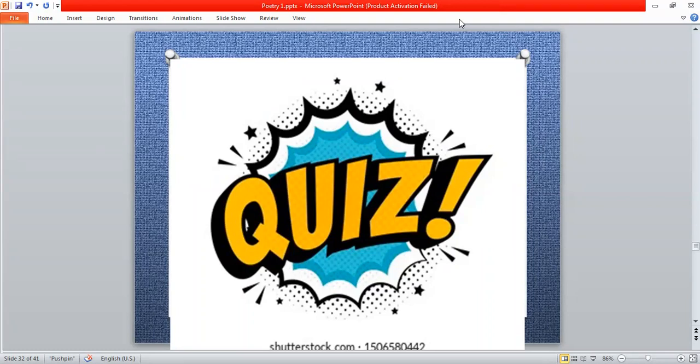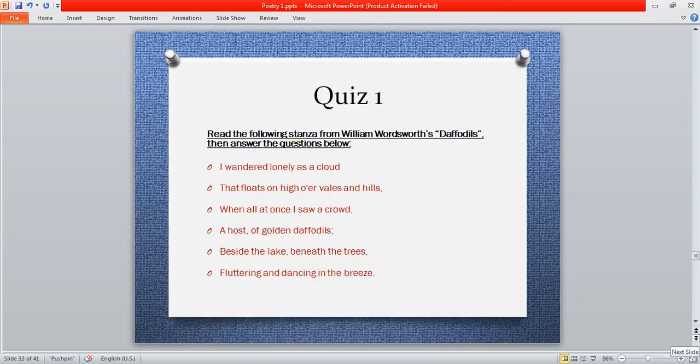Hello, this is an introduction to poetry grade 1, quiz 1. Read the following stanza or part of the poem from William Wordsworth's Daffodils, then answer the questions below.